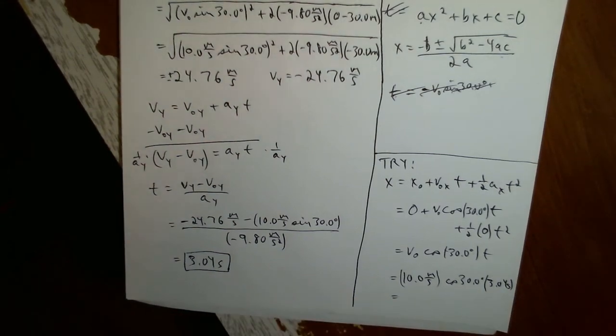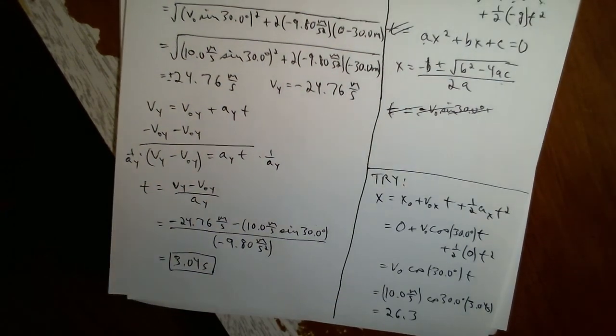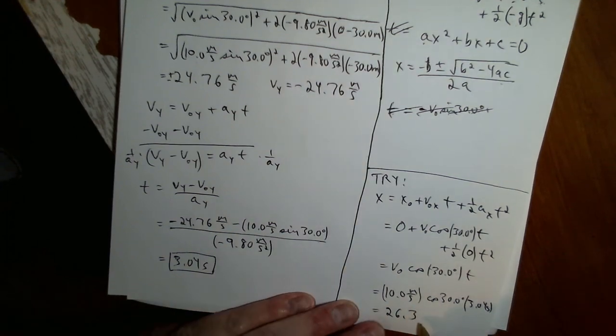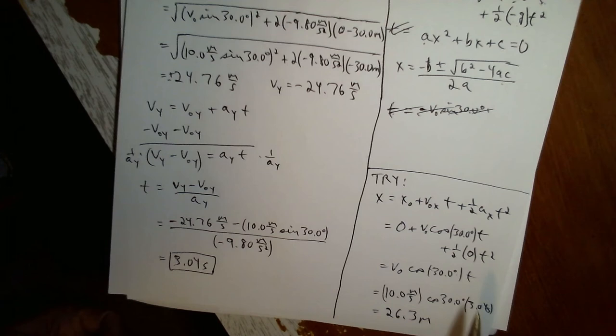And so I'll pause and calculate. It comes out to be 26.3, and notice the units, meters per second times seconds. The seconds cancel, you get meters, which you should because it's a position x. And so the final position x is 26.3 meters. So I would accept just 26.3 meters.